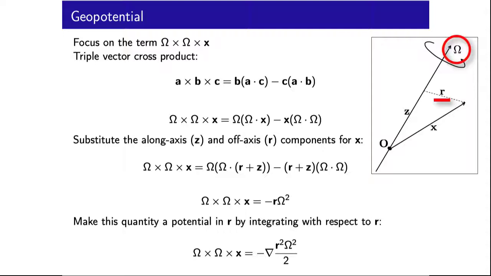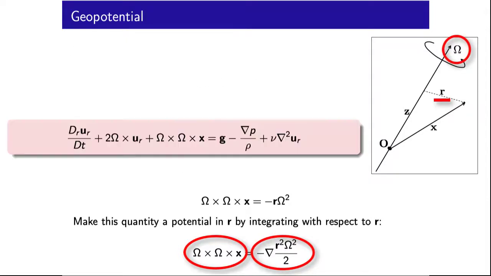We can go one step further and express this as a gradient of a potential in R. We do so by integrating and differentiating the right-hand side in R, returning the centripetal term as equal to the negative of the divergence in radius squared by omega squared over 2.